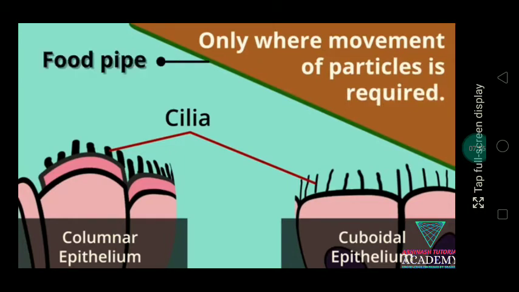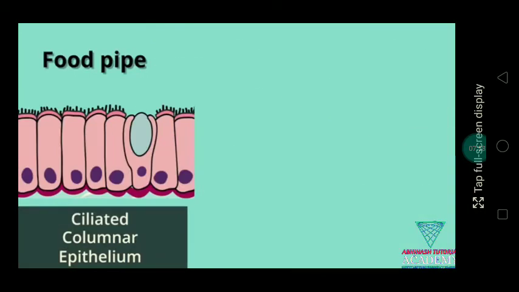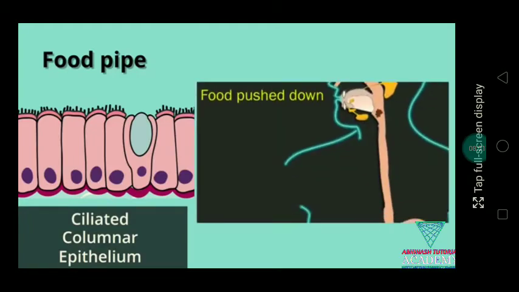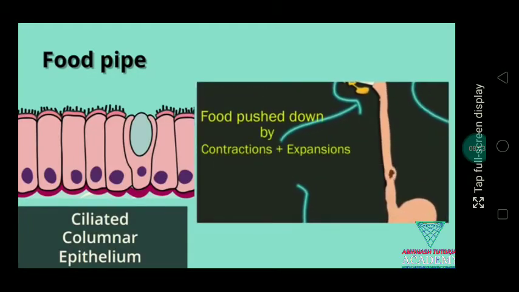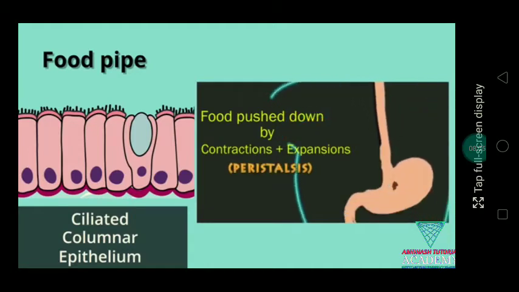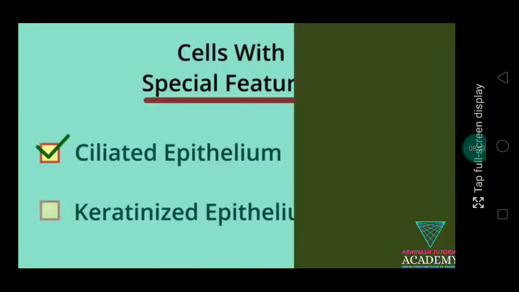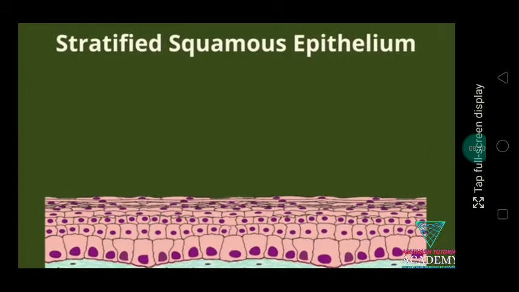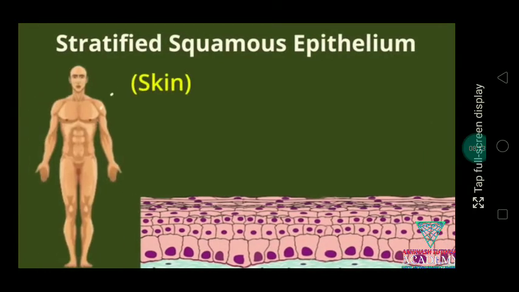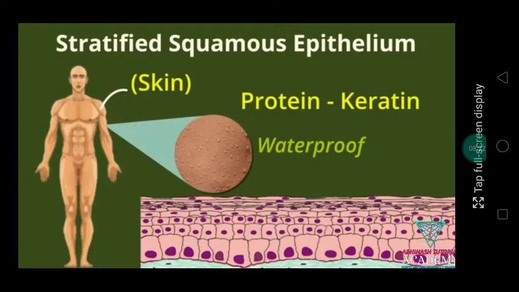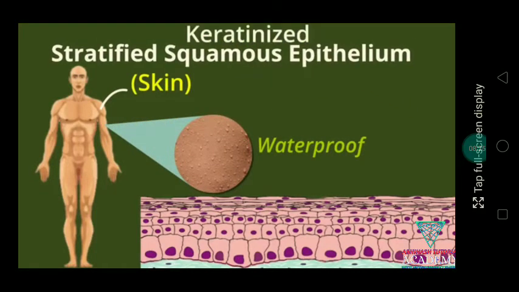Like for example, the food pipe in our body has ciliated columnar epithelium, as it has to help in pushing the food downwards into the stomach. Then another special feature is that the stratified squamous epithelium that we said makes up our skin has a protein named keratin. And it is because of this protein in those cells that our skin is waterproof. And it's also sometimes called keratinized stratified squamous epithelium. It's a big name, right? But try to remember the function of it.